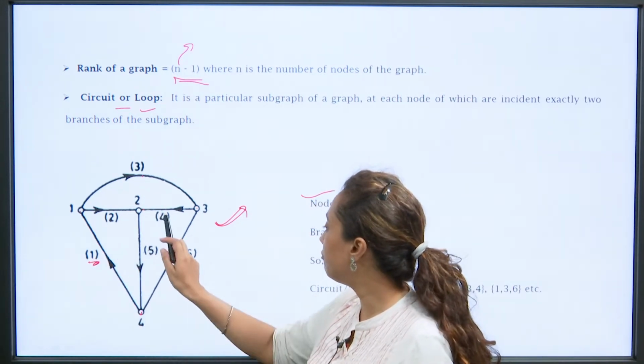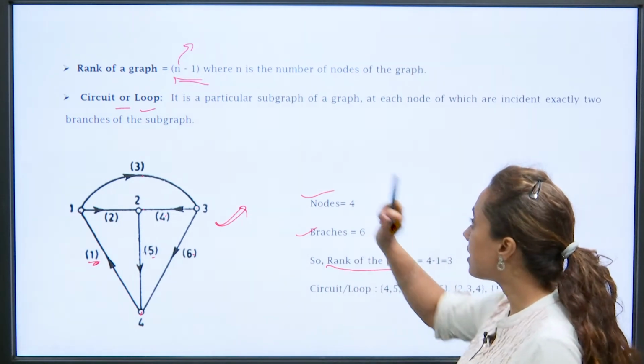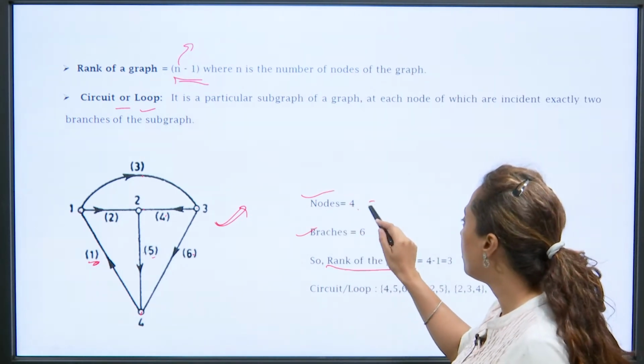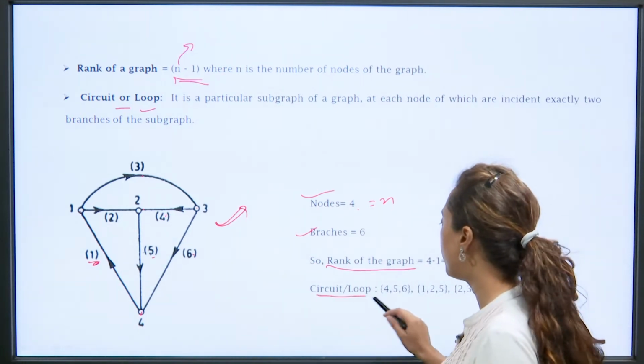1, 2, 3, 4, 5 and 6. So, branches are 6. Now, the rank of the graph is n minus 1, here n is 4. So, 4 minus 1, that is 3, is the rank of the graph. Now, what is the circuit or the loop?